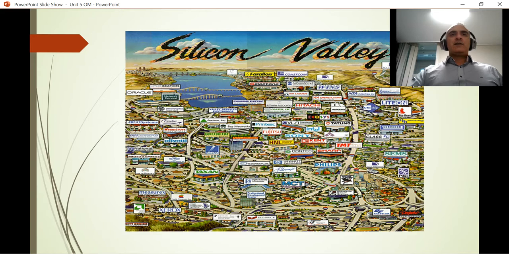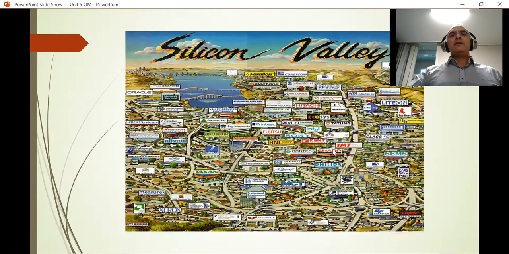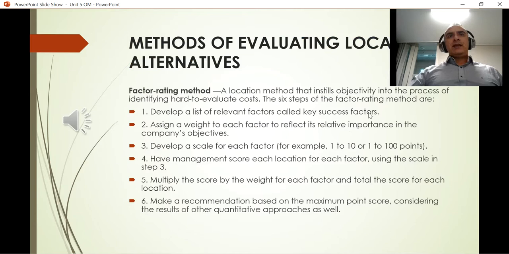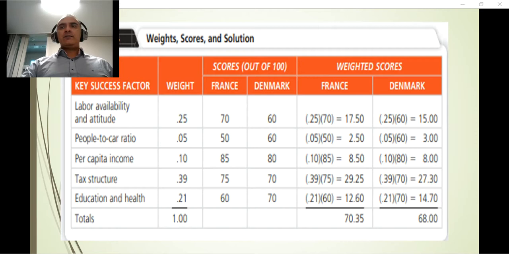So there's many types of clusters, of many things. We can see Northeast Asia, for example, in terms of technology, we can see many types of different clusters. So now, in this case, when we choose a location, we can do the factor rating method, which is something that you're going to be doing on your assignment. In your assignment, when you are going to do the location, you have to categorize things.